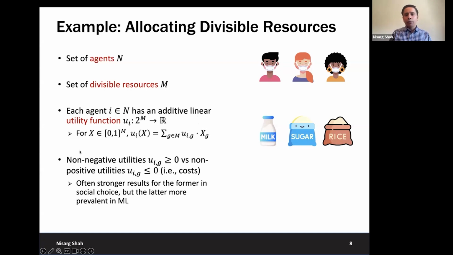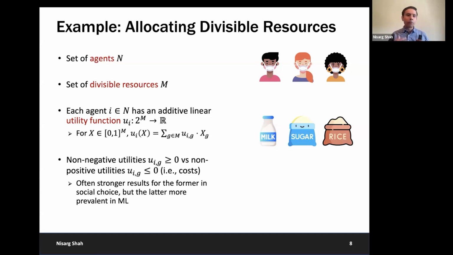Now, one thing I want to say here is that the fairness literature often distinguishes between the case of non-negative utilities, where all utilities are 0 or higher, and the case of non-positive utilities, where all utilities are 0 or lower, meaning that you actually have costs rather than utilities. It turns out that these two settings, even though they seem symmetric, are very different, and they often result in very different guarantees. Typically, we have much stronger guarantees for the case of non-negative utilities, and weaker guarantees for the case of costs, but that's not always true.